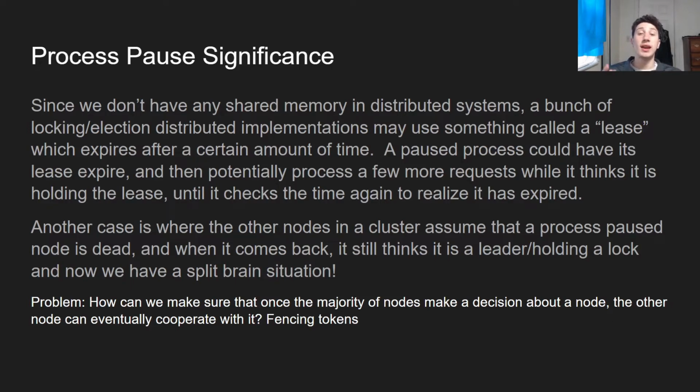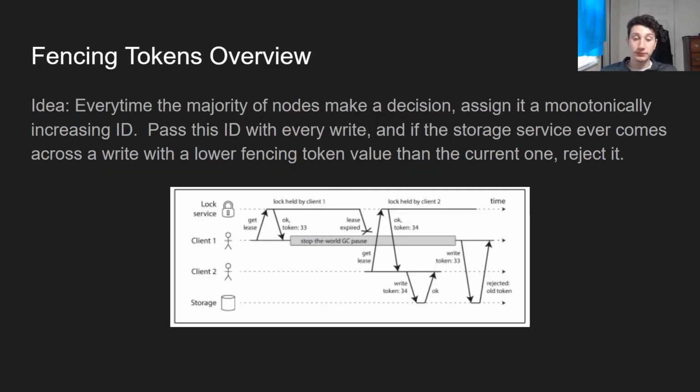So how can we avoid this type of problem? Well, this is where something called fencing tokens comes in. The idea of fencing tokens is actually pretty simple, and it's explained very well by this graph. Basically, every single time that the nodes make a decision about who's the leader, who's holding the lock, anything along those lines, and this is some sort of consensus decision, all that's going to happen is the thing issuing this decision, whether that's some coordination service making a consensus decision or this lock service, is going to issue a monotonically increasing fencing token.